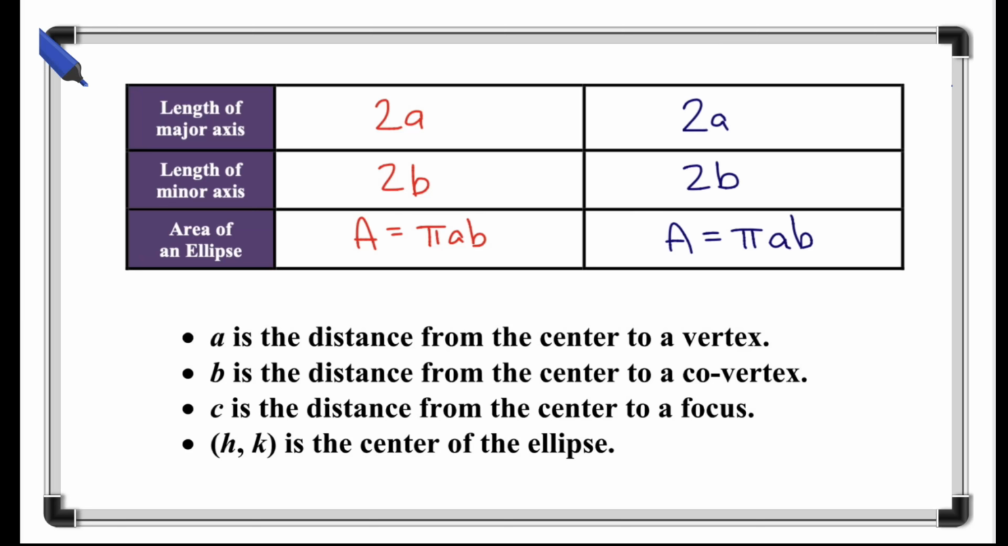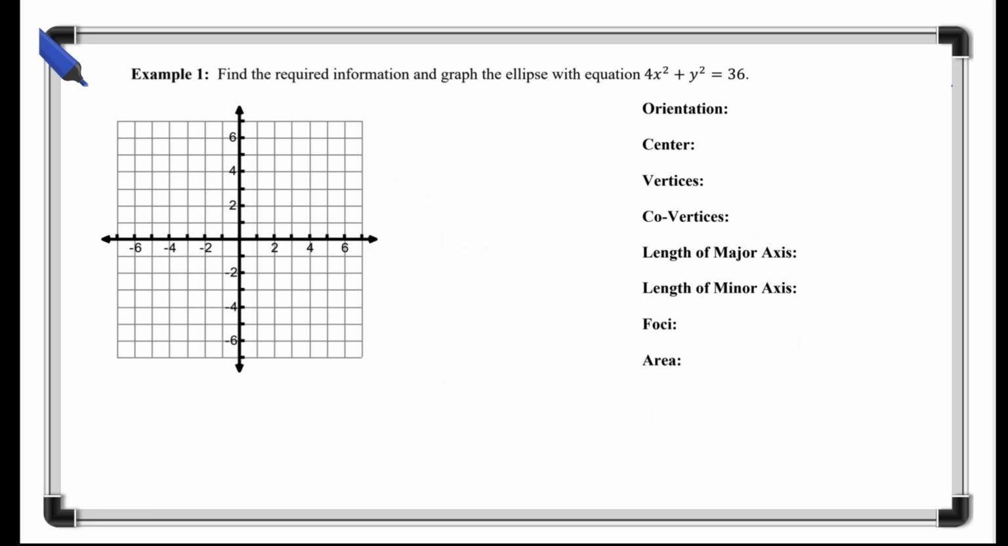Now, these couple other points are going to be important for you to remember, right? So your a distance is always going to be from the center to your vertex. The b distance is the center to your co-vertex. So that's how you know that the a is always going to be on that longer axis. Now the c is always going to be from the center to the focus. And then h, k is going to be the center of your ellipse. So let's look at some examples together.